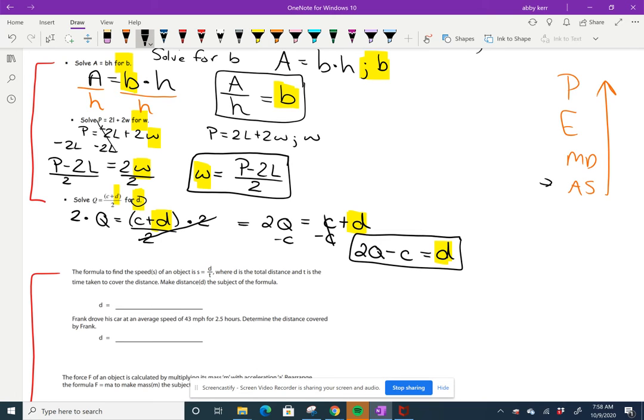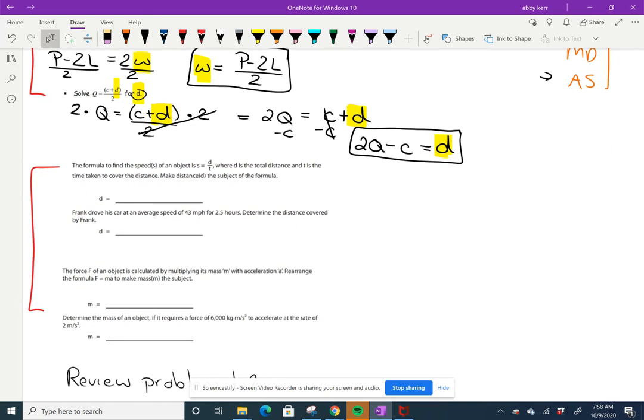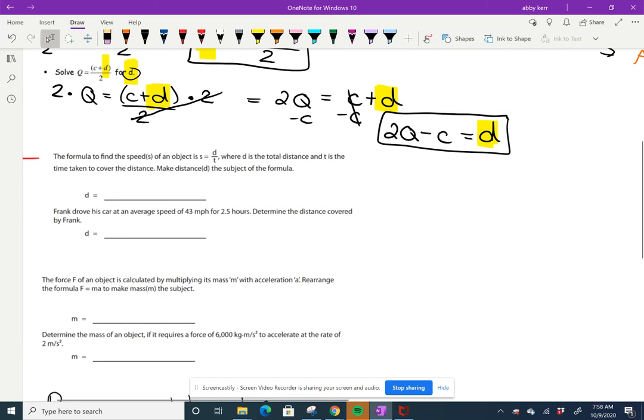Now, the next two questions is the last part of the I can statement. I can use literal equations to solve problems. So the formula to find speed is S equals D over T. So it says D is the distance and T is the time. Now it says make distance a subject.